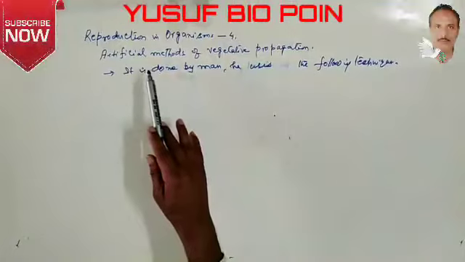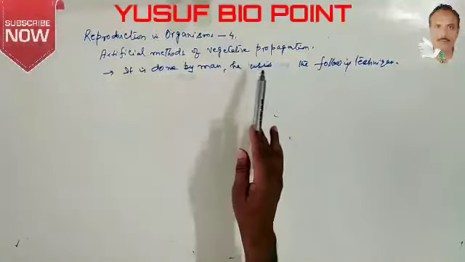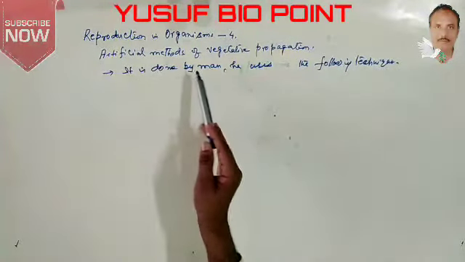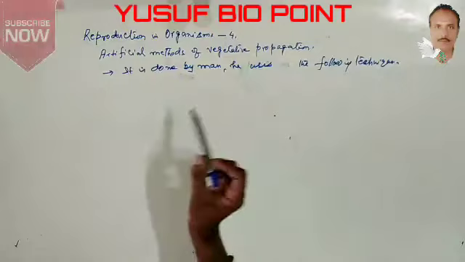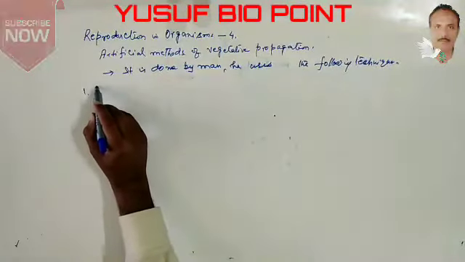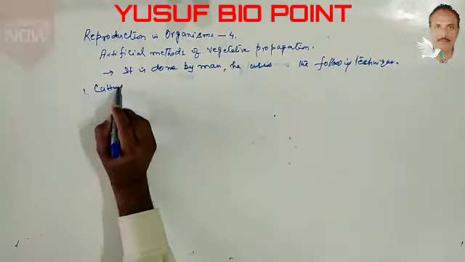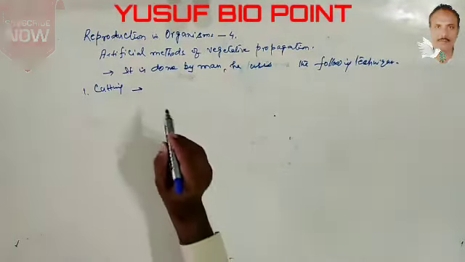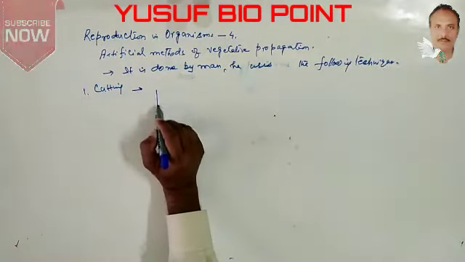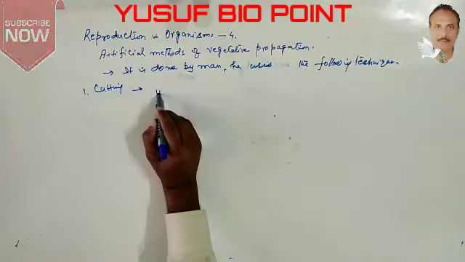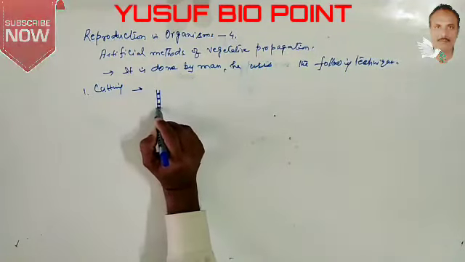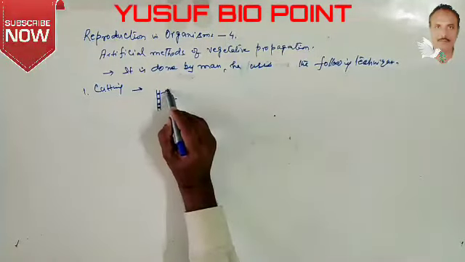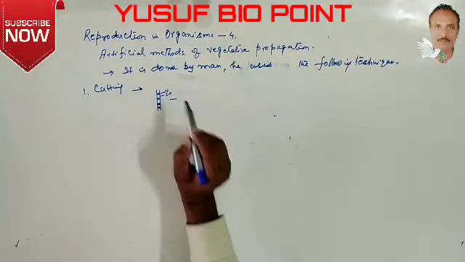Today we shall discuss the artificial method of vegetative propagation. This is the artificial method, means it is done by man, and for that he uses the following techniques. First one is cutting. Cutting is a method of vegetative propagation in which a stem having nodes and internodes is used. This is the stem having node and this is internodes.